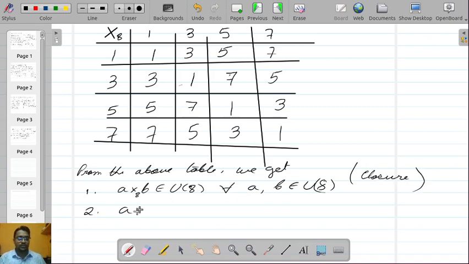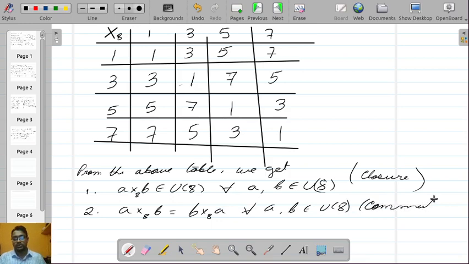Number 2, we also get A into B mod 8 is equal to B into A mod 8 for all A, B inside U8. Okay, so we get the commutative property also. So even though it's not necessary for a group to be commutative, here we get a commutative group actually.